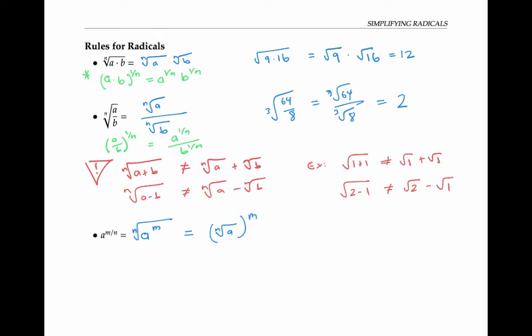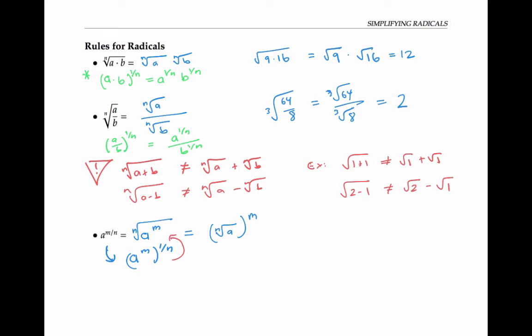To see why that's true, think about exponent rules. So A to the m over n is the same thing as A to the m taken to the 1 over nth power. That's because when we take a power to a power, we multiply exponents, and m times 1 over n is equal to m over n. But a 1 over nth power is the same thing as an nth root, and therefore this expression is the same thing as this expression, and that proves the first equivalence.